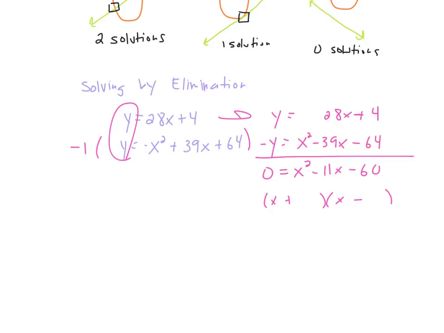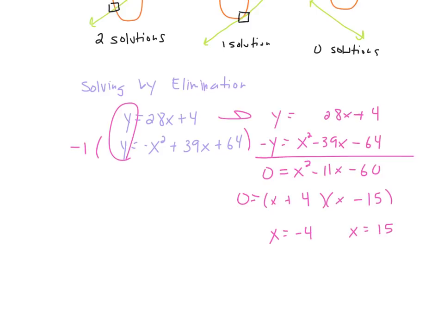Now I want to have a negative 11, so I want the 15 to be negative and my 4 to be positive there. All right, and I can always, as we know, multiply these two back together and verify that it equals what I started with there. But now we know our answers to this are x equals negative 4 and x equals positive 15.